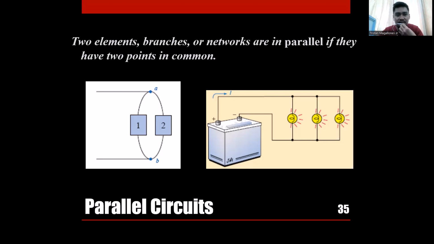So basically, a parallel circuit is defined as a circuit having two elements, branches, or networks that are parallel if they have two common points. Just like in this figure, we have here point A and point B, which are common to both element 1 and element 2. And here for this figure, we have three lamps and they are connected in parallel since this point here and this point here are the same for all three lamps. And just like also here, as you can see, this part here is connected to the positive side and this one here is connected to the negative side.